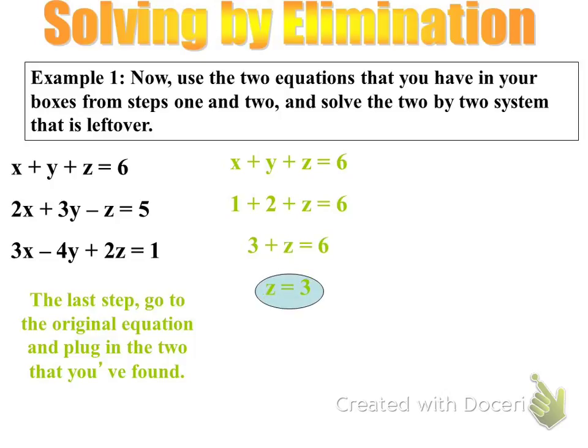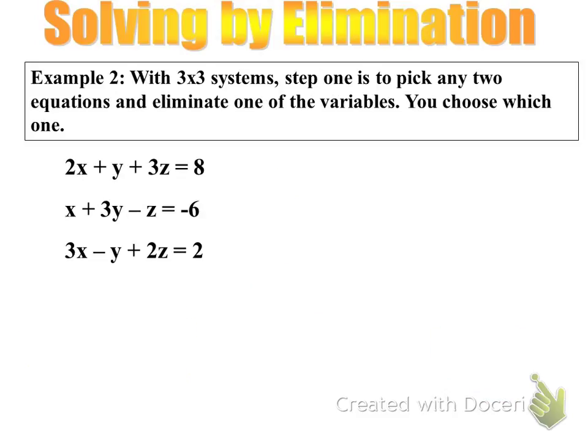All right? Example 2. I'll give you a second to write it down. 2x plus y plus 3z equals 8. x plus 3y minus z equals negative 6. And 3x minus y plus 2z equals 2. So let's identify our equations so we can talk intelligently. Equation 1, equation 2, equation 3.